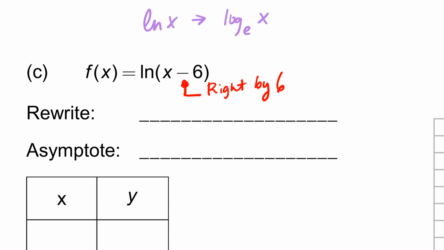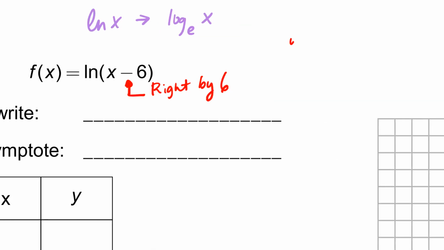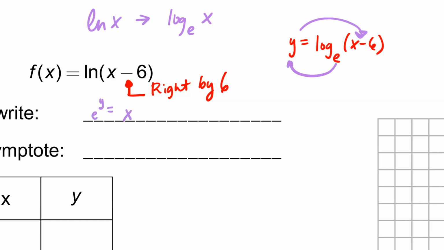Okay, so I want to rewrite this. Now the first thing I need to do is, I'm going to rewrite this as y equals ln of x minus 6. Now I need to move everything to the other side. Instead of saying ln, let me say log base e. So I have e to the y is equal to x minus 6.